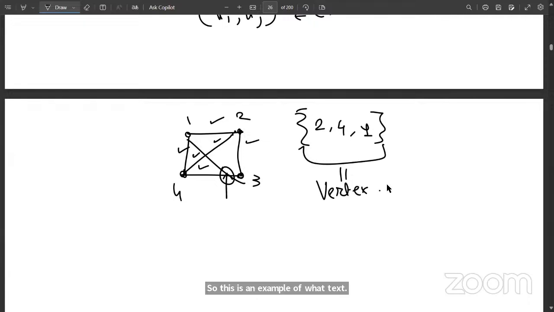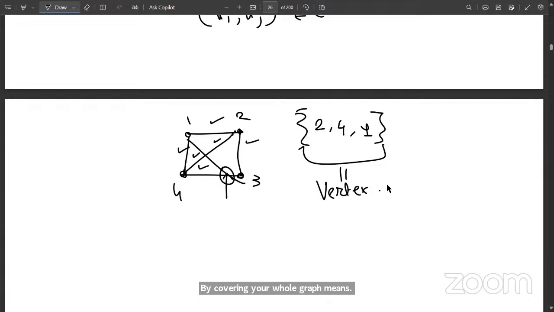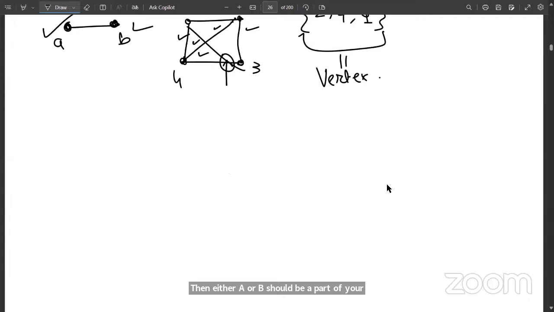So a vertex cover means you have to collect all those vertices which can cover your whole graph. Covering the whole graph means that if there is an edge between any two vertices, then one of them should be a part of your vertex cover. Suppose there is an edge between vertex A and B, then either A or B should be part of your vertex cover.